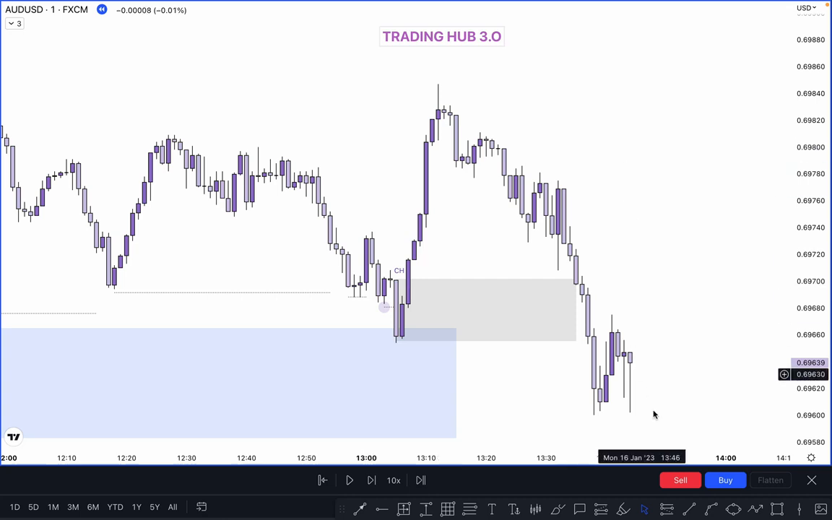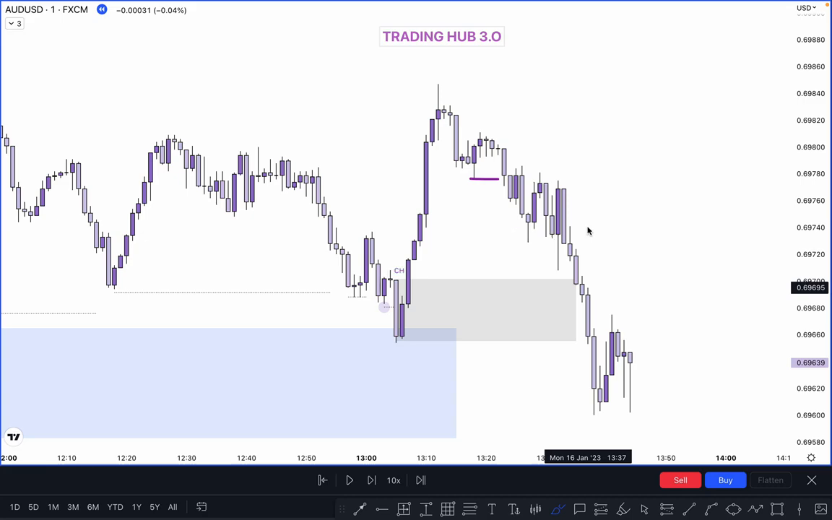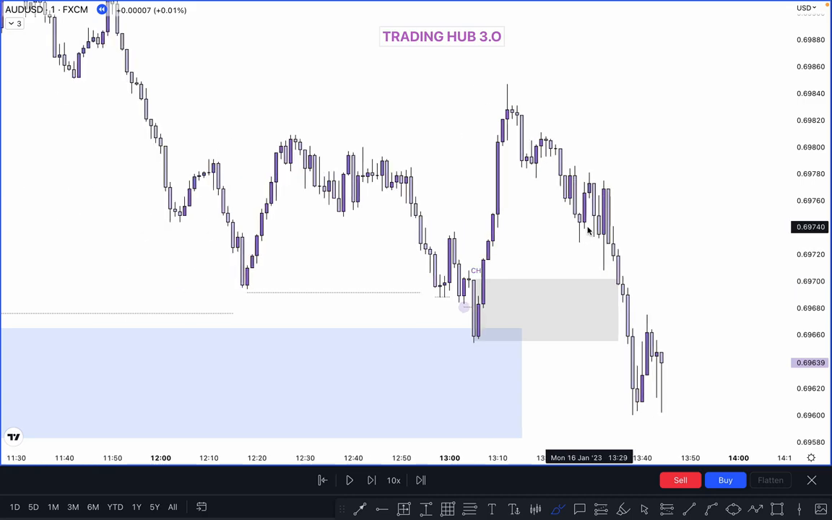And one more thing you have to remember, this is not inducement. Inducement is not on the right side, inducement is always on the broken side. This side is the broken structure, so you will see inducement on this side. These are not inducement, these are internal structure between this high and this low. So it means this is not a valid structure for a buy, and you don't need to buy at this point.